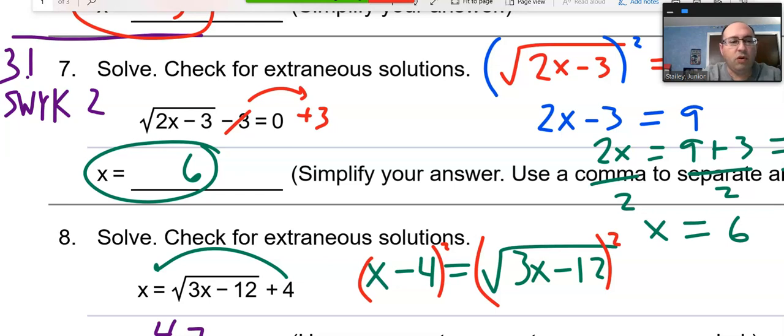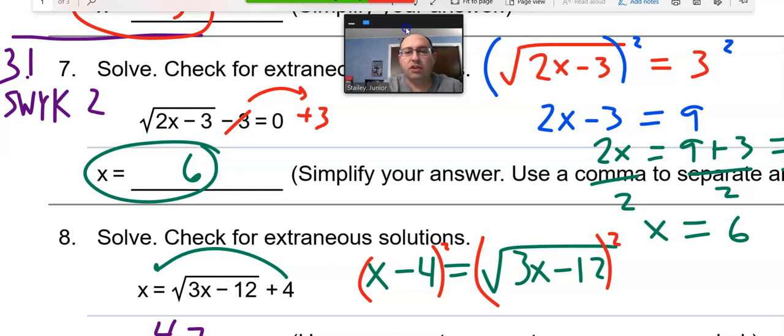Hey, we're back with 3.1 Swyk 2. I'm going to slide this over in the middle. Should have done that earlier. I feel like I'm staring off to the side when I look. Helps me stay focused, I think.